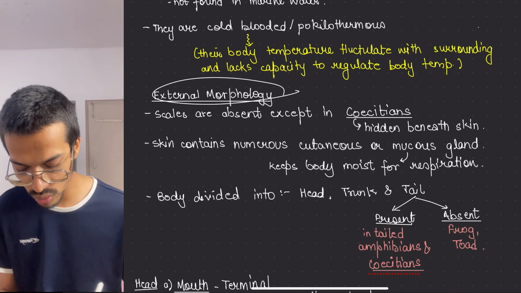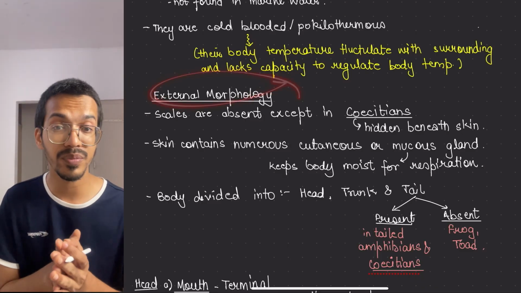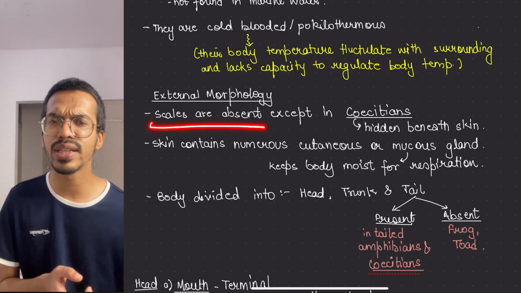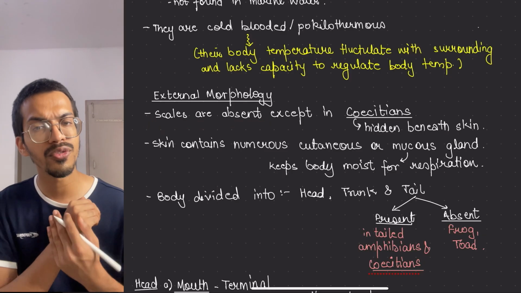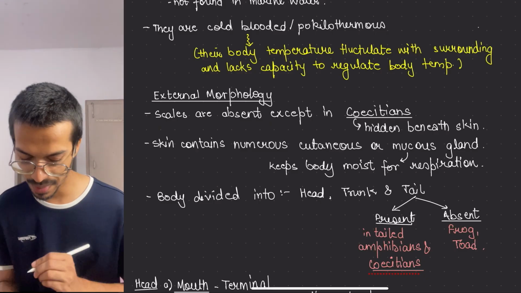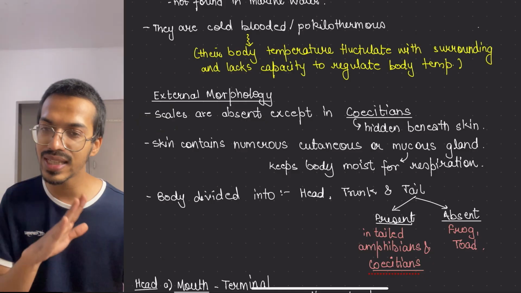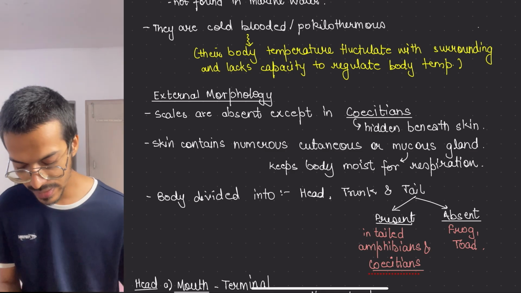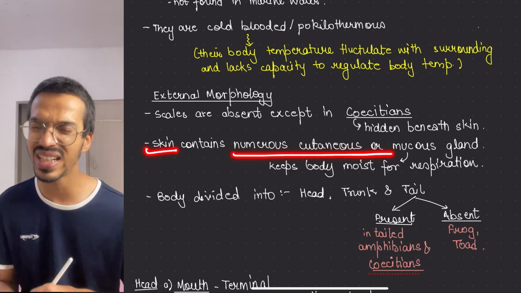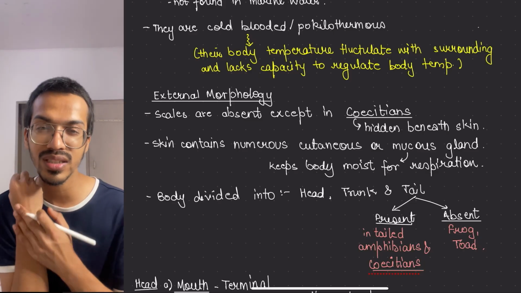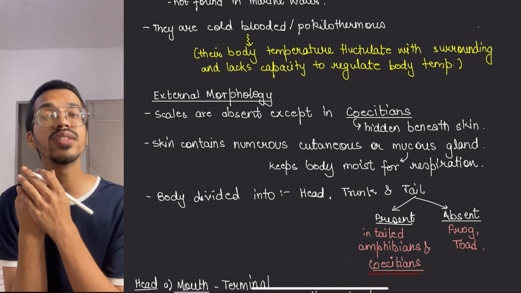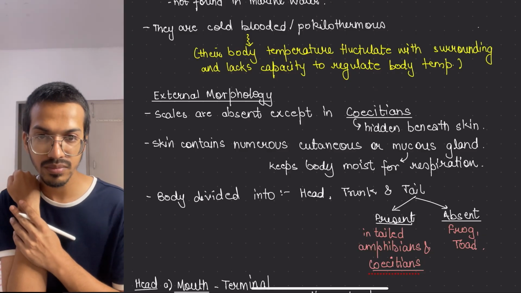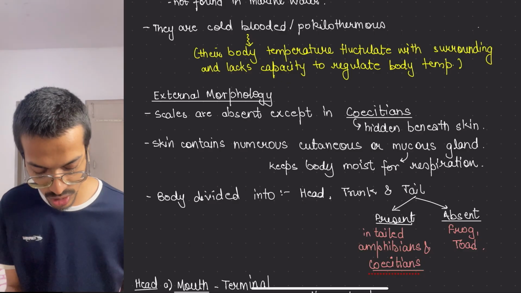We know how the frog looks. The frog has certain features, so we're going to see them. First of all, scales are absent, meaning no scales on their body. Everyone has seen fish, and the fish has scales, right? Here the scales are absent, except in one which has scales present beneath its skin, under the skin. Their skin has numerous cutaneous or mucus glands, meaning they release some slimy, viscous substance from the body. Why are they doing it? So that the body can remain moist, so that it can take in oxygen and remove carbon dioxide. This is needed for respiration.